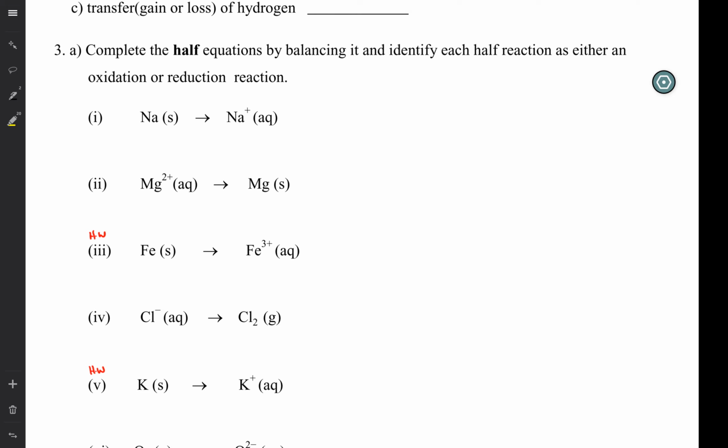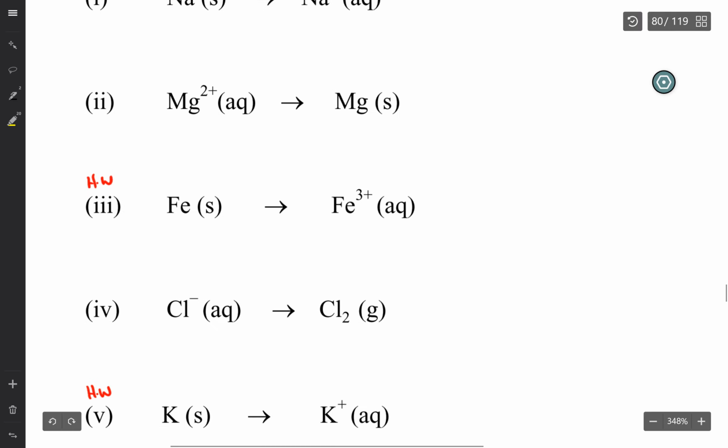In this video, we are going to answer the homework question. We start from question number 3, part 3. Fe gives you Fe3+. The question is balancing this half equation, and then we have to identify if the half equation is oxidation or reduction.